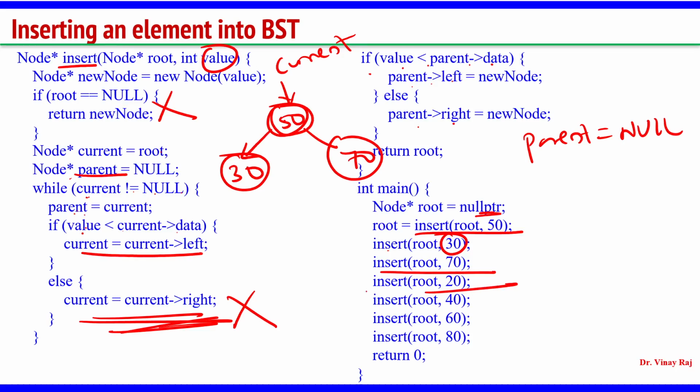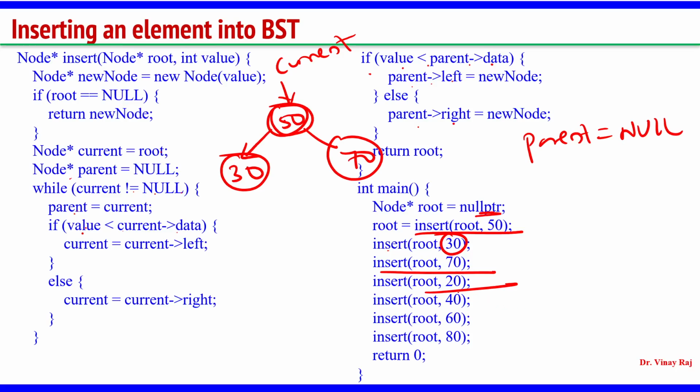Next insert 20, let's see how this 20 gets inserted here. Okay, I am calling insert root 20. In this case root is not null, this is my current, parent is null. Current not equal to null, yes, parent equal to current, this became my parent. Then if value less than current data, yes, what is my current data? 50. Okay, value is 20, it is less than 50.